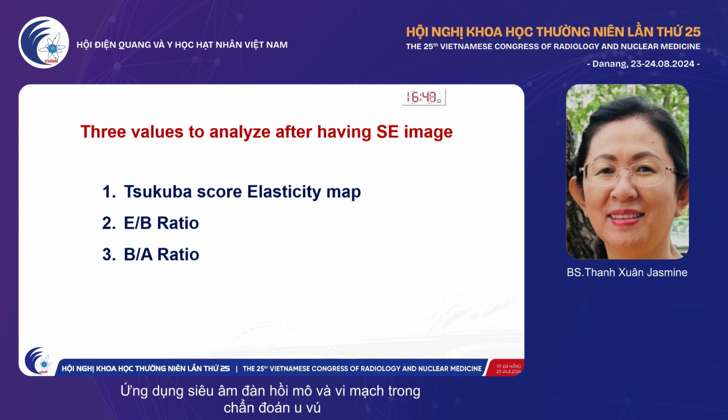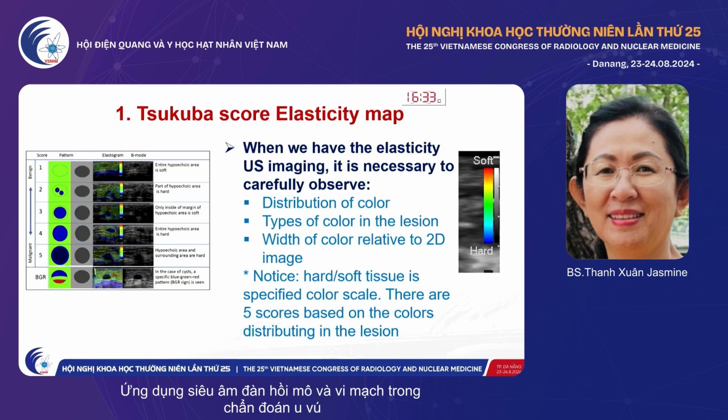There are three values to analyze after performing strain elastography. First, the Tsukuba score elasticity map. Second, the EB ratio. And third is the BA ratio. We will analyze these values in turn.